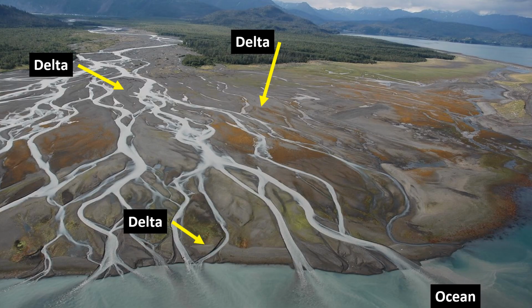A delta is a landform created at the mouth of a river, where it meets a larger body of water like an ocean, sea, or lake. It is created when the river deposits sediments such as sand, silt, and clay over time, forming a triangular or fan shaped area of land. Let me explain in a practical way.